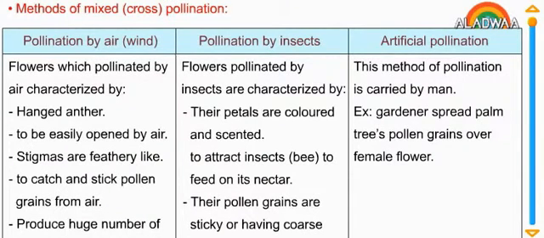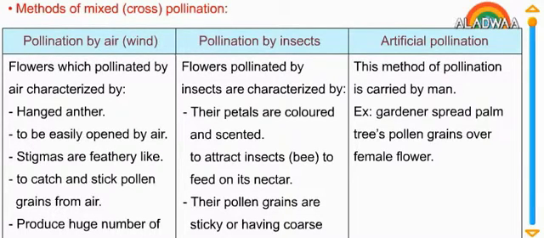Methods of mixed cross-pollination. Pollination by air, or wind. Flowers which are pollinated by air are characterized by hanging anthers, to be easily opened by air. Stigmas are feathery-like, to catch and stick pollen grains from the air. They produce a huge number of pollen grains, to compensate for the loss in air. Their pollen grains are light in weight and dry, to be easily carried by air.